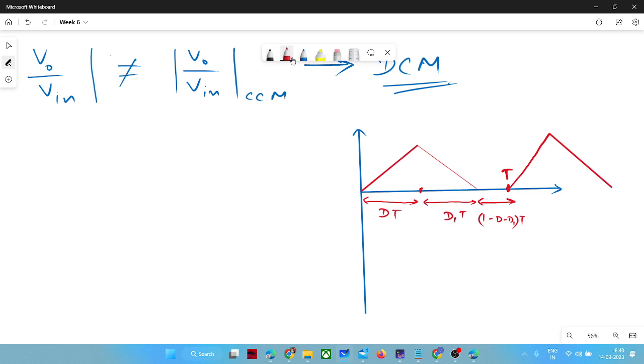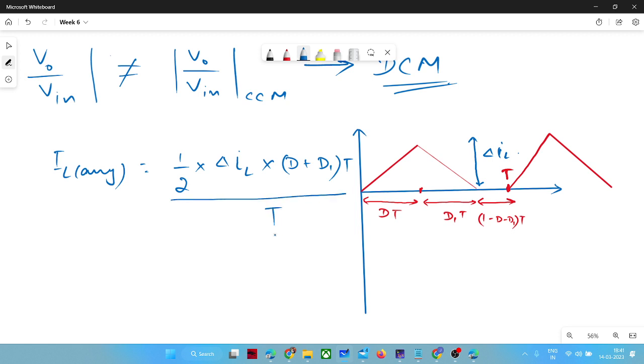And whatever the value of inductor current, IL average would come out to be half the height, that is del IL, times D plus D1, divided by 2. So that is your average value of the inductor current.